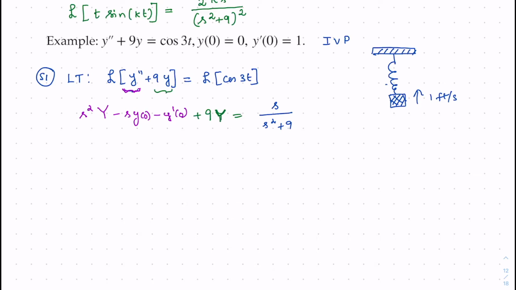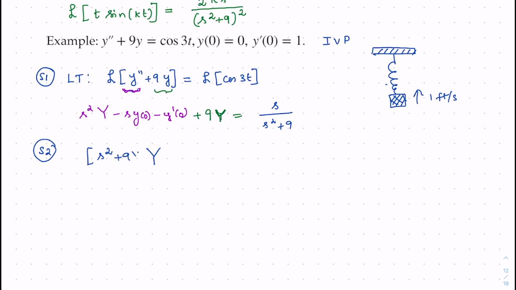Now let's see how we solve this. So we now have an algebraic equation in terms of capital Y. We're going to solve this for capital Y, right? So that's my next step. If I do that, then I'm going to group all the terms with respect to capital Y. Then I'm going to have s squared in here.